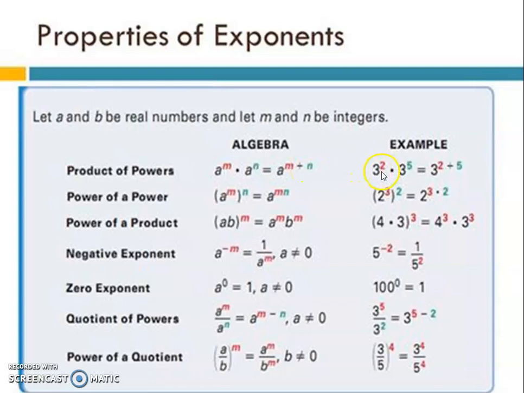Quick example: 3 raised to 2 times 3 raised to 5. We verify that the base is the same, but the index or power is different. That means 3 remains the same and 2 plus 5, so it is exactly 3 raised to 7 that you should write.